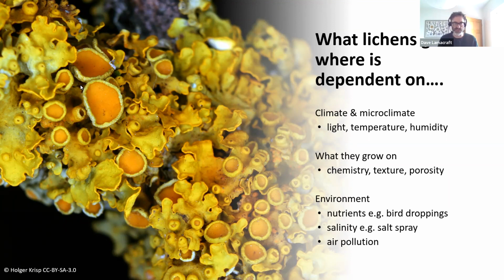And then air pollution has had a major impact on what lichens grow where across the British Isles since the Industrial Revolution. Sulfur dioxide in particular, and more latterly nitrogen, ammonia and nitrogen oxide.